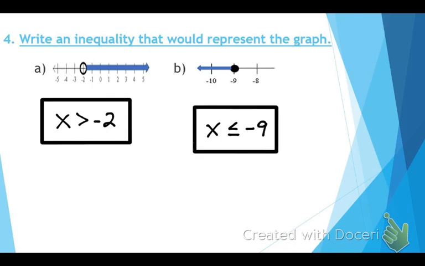All right, x is less than or equal to -9. Raise your hand if you got that. Any questions about how to do that?